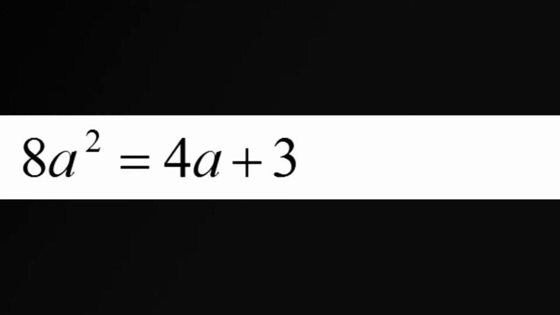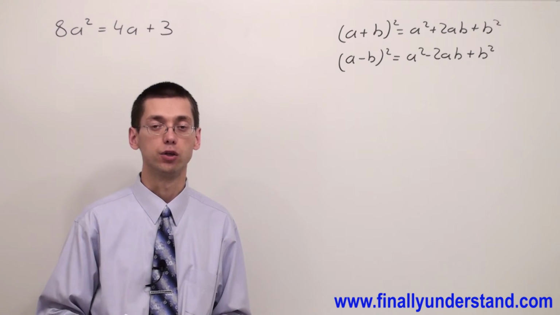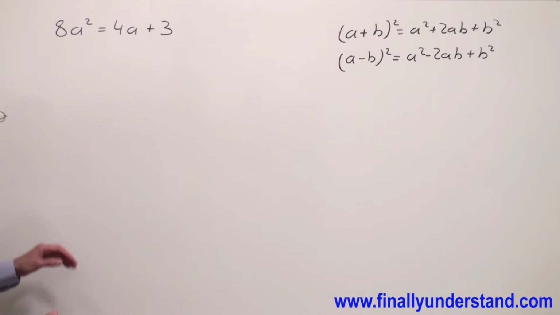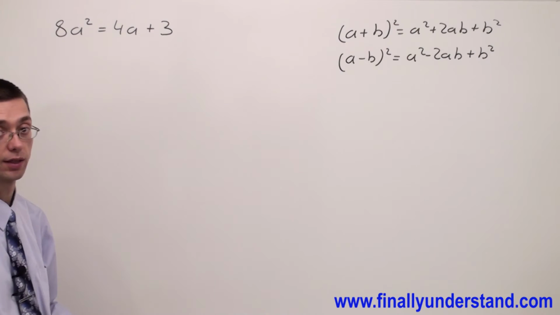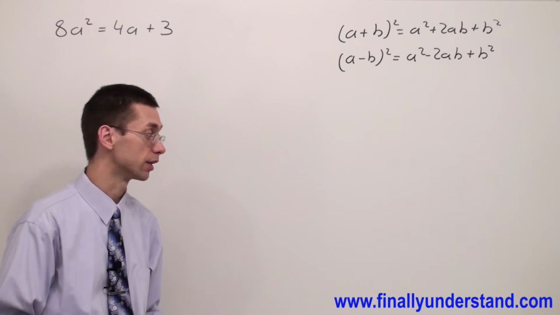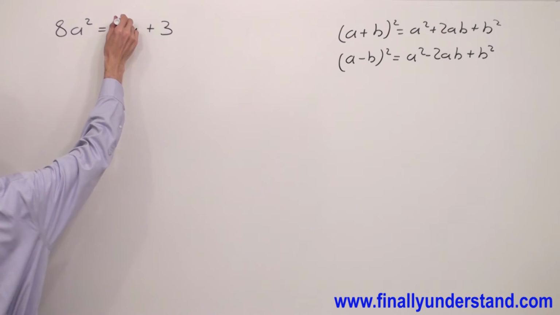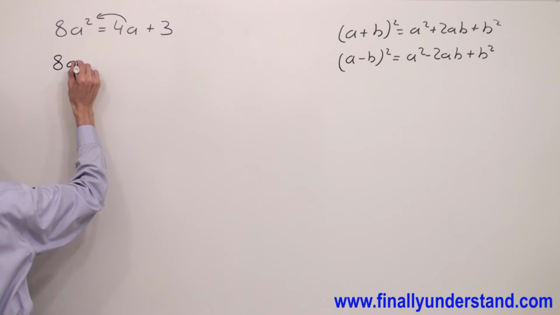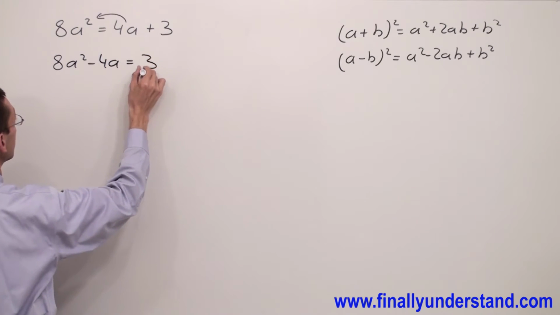We have another example on the board. Please keep in mind that anytime we solve a quadratic equation by using the method of completing the square, we're supposed to keep the second degree term and first degree term on one side. I said before that I prefer to keep them on the left side. That's why I'm going to move 4a to the left side. And I have 8a squared minus 4a is equal to 3.